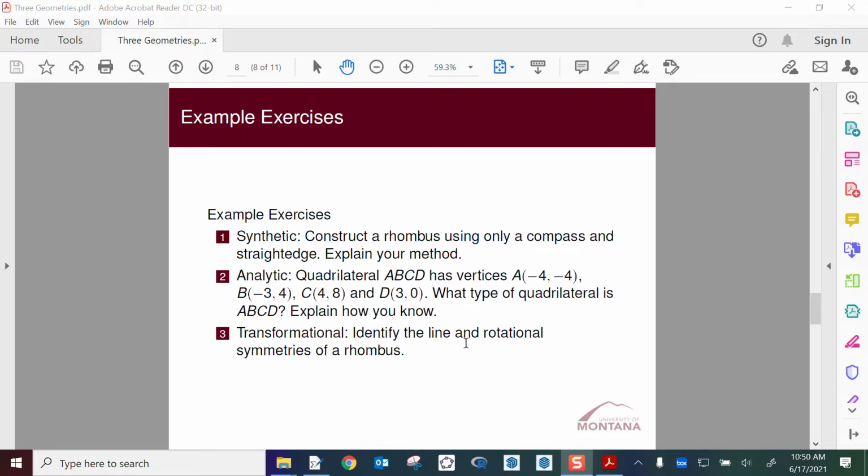An analytic problem might be something like, here's a quadrilateral A, B, C, D. It has vertices given, (-4, 4), (-3, 4), (4, 8), and (3, 0). So what type of quadrilateral is A, B, C, D, and explain how you know. And then the last thing would be, well, let's take a look at a rhombus and identify its transformational properties, that is, identify the line and rotational symmetries of a rhombus. So let's go ahead and switch over to my overhead.